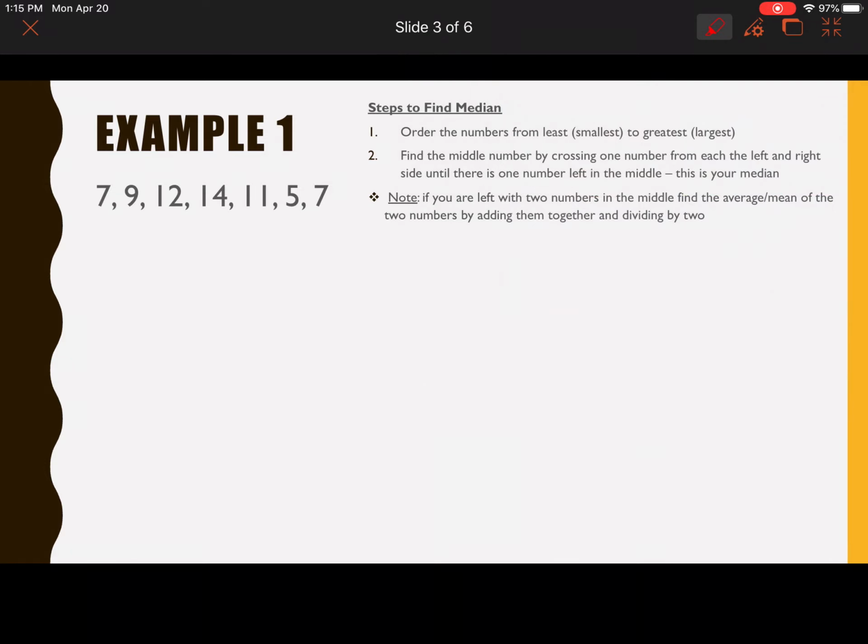So we are going to start with step 1. Order the numbers from least to greatest. So I'm going to look at my list and start by finding the smallest number. So that's going to be 5. So I'm going to write that down. I'm going to cross it off from my original list so I know I already used it. Then I'm going to look at my list and find my next smallest number. The next one's going to be 7. And I actually have two 7s, so I'm going to write them twice and cross them off.